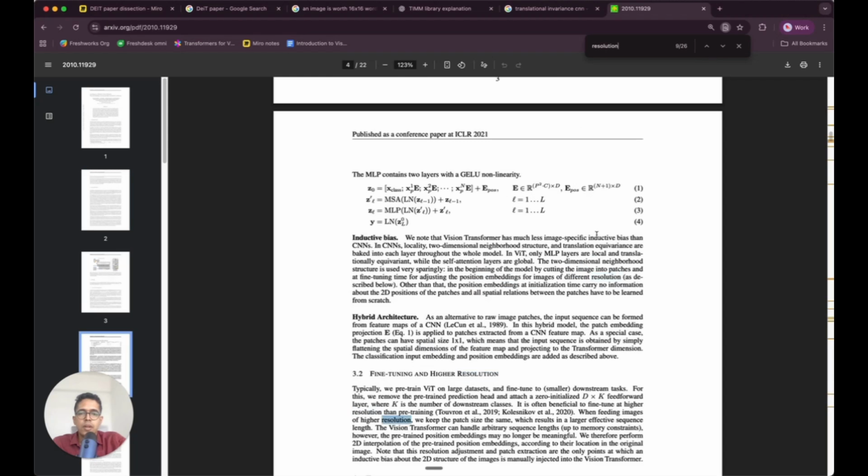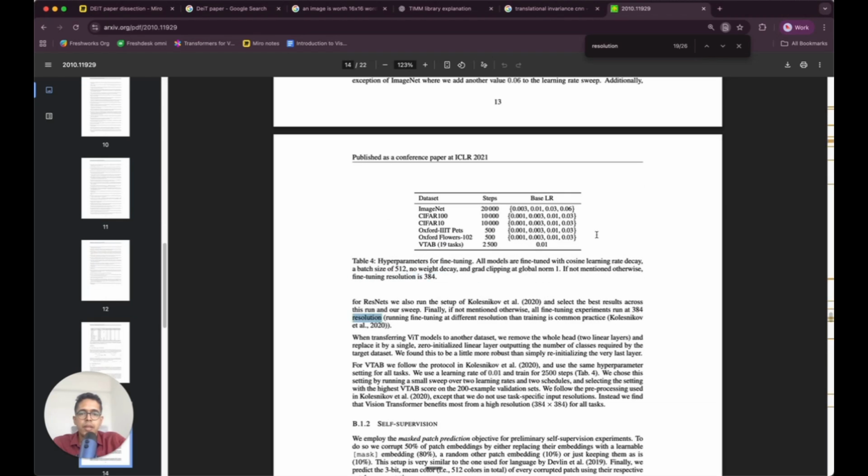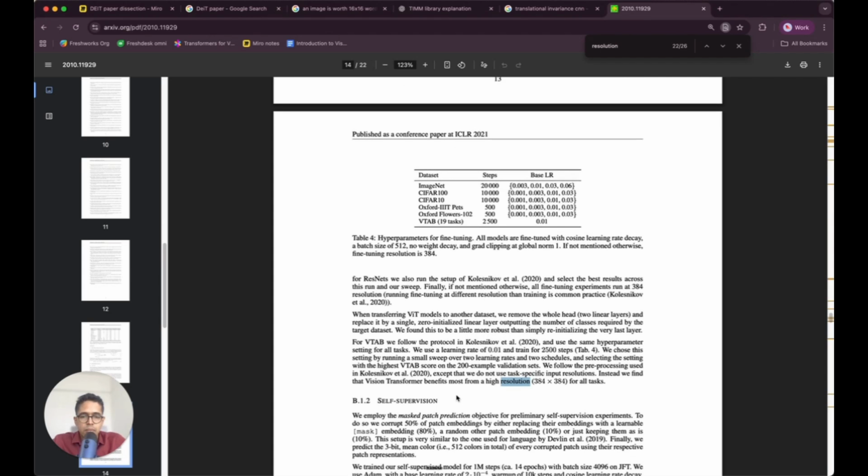Let me go to the last section of the paper. Maybe I think it's somewhere here.